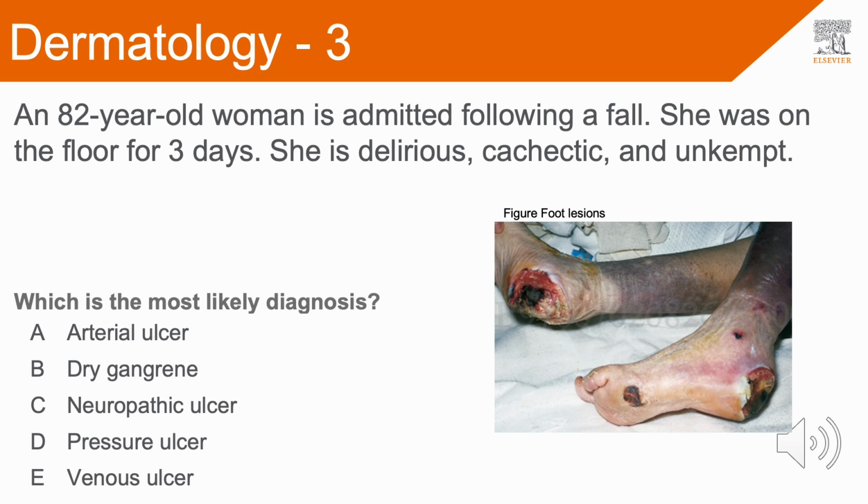A. Arterial ulcer. B. Dry gangrene. C. Neuropathic ulcer. D. Pressure ulcer. Or E. Venous ulcer. I just want you to pause the video here, take about 30 seconds to think about the correct answer.